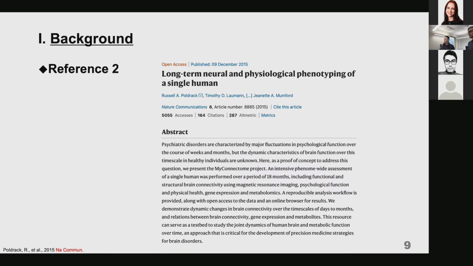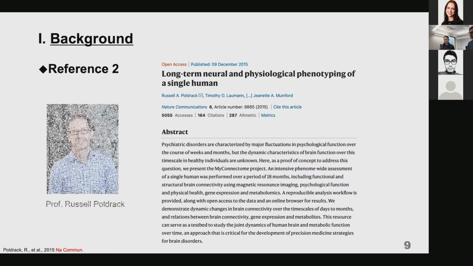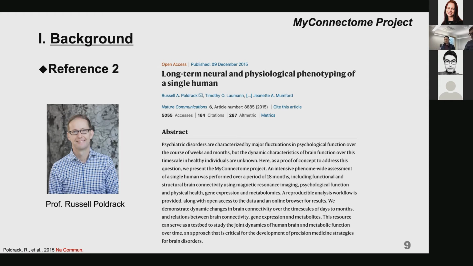This article was published in 2015 in Nature Communications. The title is Long-Term Neural and Physiological Phenotyping of a Single Human. So from the title, you can see that he scanned just one subject. And this project was led by Professor Russell Poldrack. Because he scanned himself, he named this project My Connectome Project.